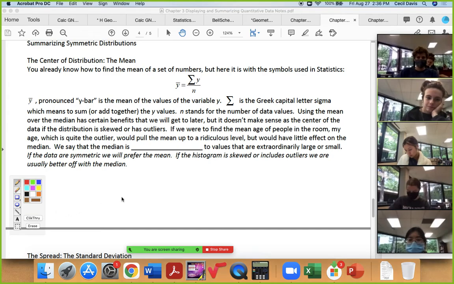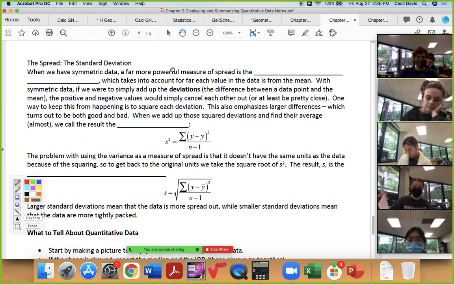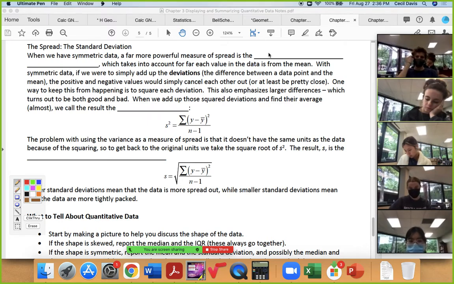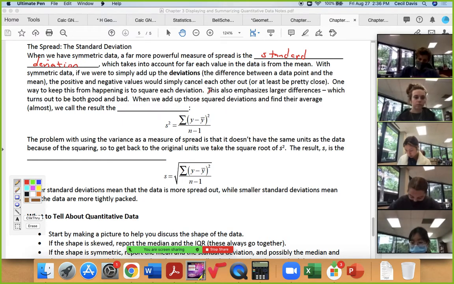All right, and when we're using the mean, we are going to use a better measure of the spread than the interquartile range called the standard deviation. Which takes into account how far each value in the data is from the mean.